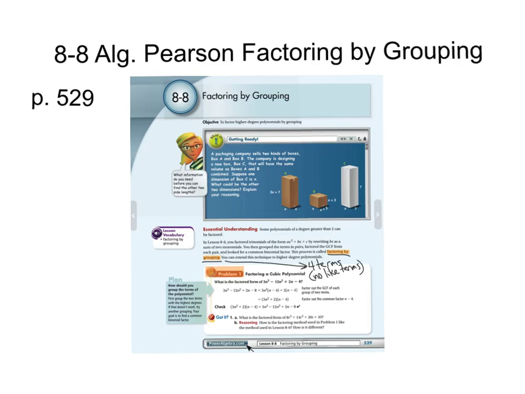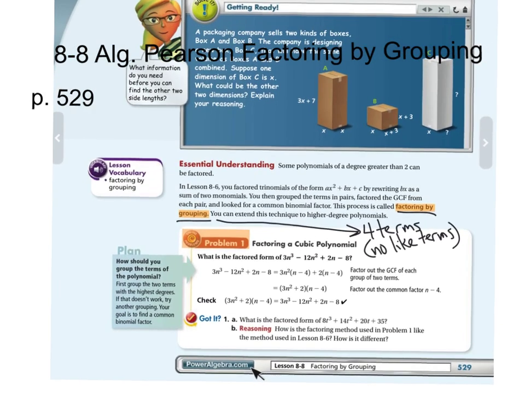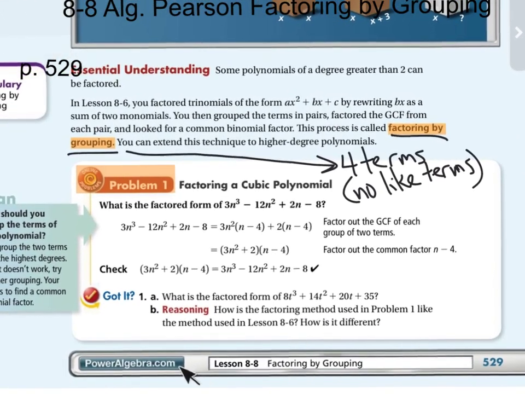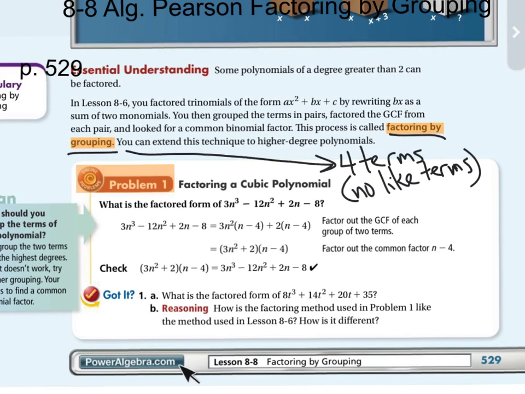Page 529, lesson 8.8 is on factoring by grouping. So factoring by grouping, this is another method for factoring depending on what our situation is. And with factoring by grouping, once we've made sure we've combined any like terms together, we are going to have 4 terms.